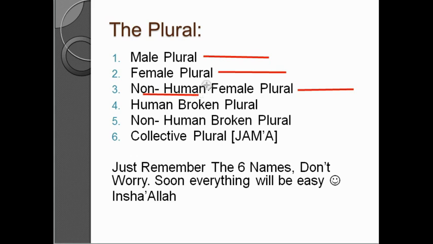Just know that Arabs have gender in everything. Like if there's an object, they will put that object in a gender. It's not like us that we say that this doesn't have any gender. Arabic is not like that. Human broken plural. This doesn't mean the plural is broken or something. It's something different. We'll talk about it. Non-human is the same. When we discuss plural, we'll talk about it.